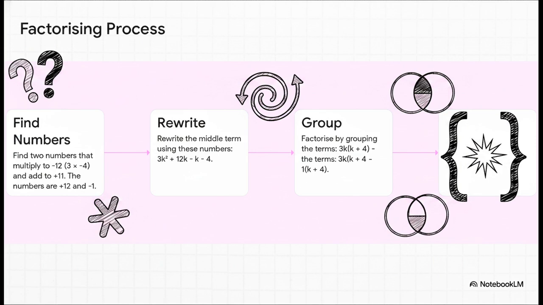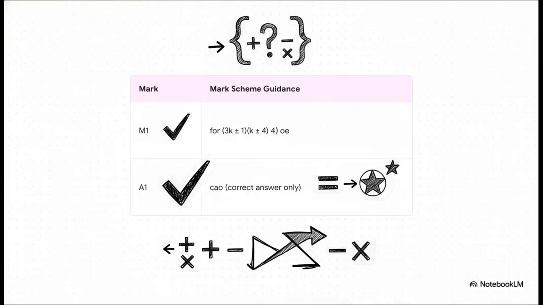Perfect. Now we just use those 2 numbers to split that middle 11k term. See how it becomes +12k − k? From there, we just factorize by grouping. Pull 3k out of the first pair and a negative 1 out of the second. And would you look at that, you get that (k + 4) bracket appearing in both parts. That's always a great sign. That means you're doing it right. Then you just group everything together for the final answer. And again, let's decode the mark scheme, because this is crucial. You get 2 marks here.